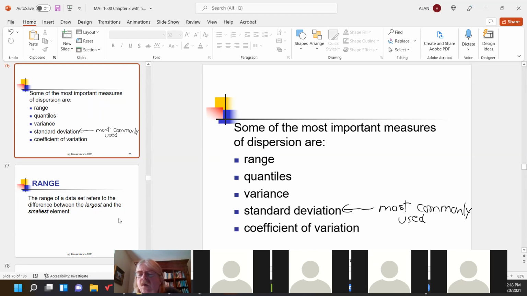Anyway, because we're getting low on time, we'll just do the range today because it's very quick and easy. The quantiles are a bit messier. We can certainly save those for tomorrow.